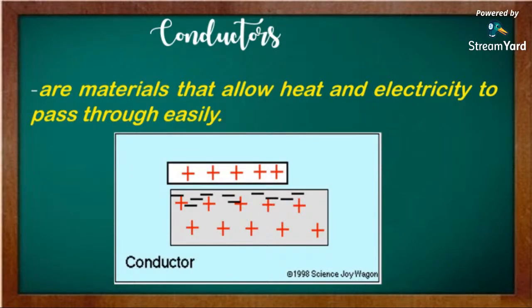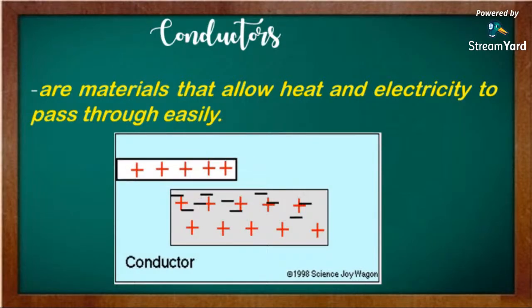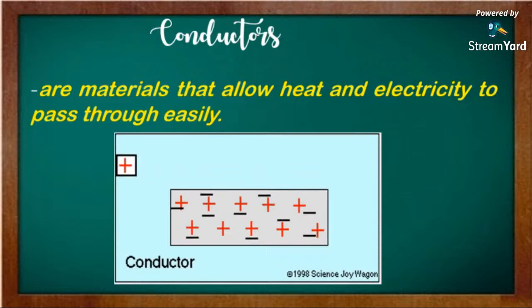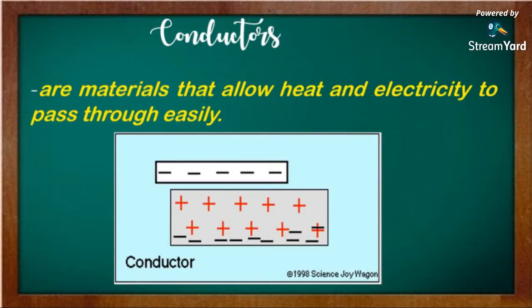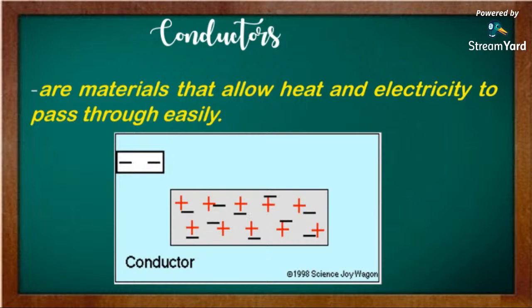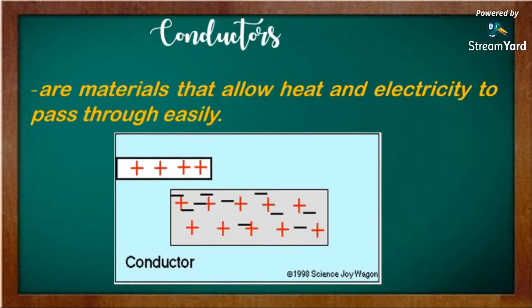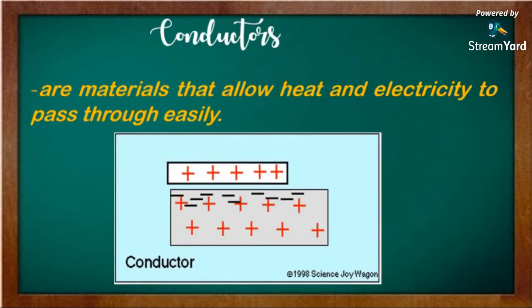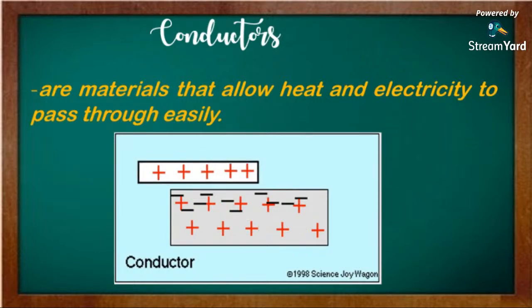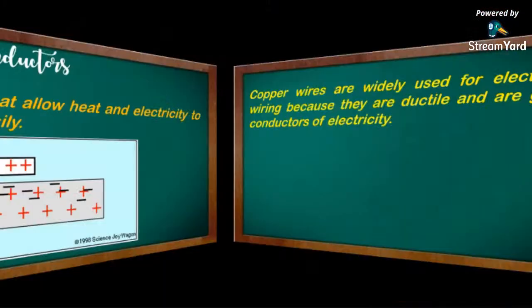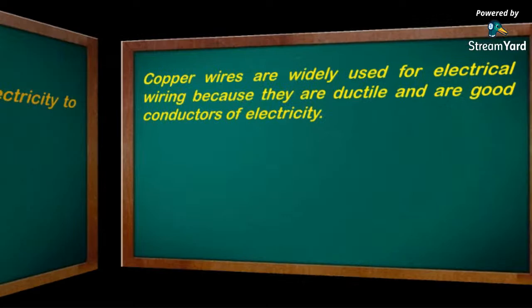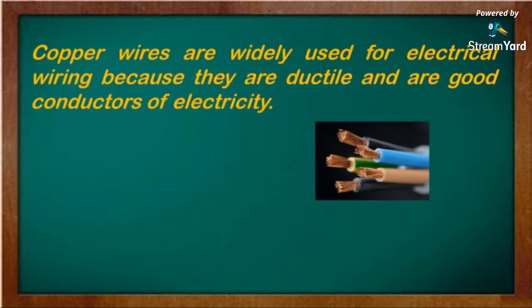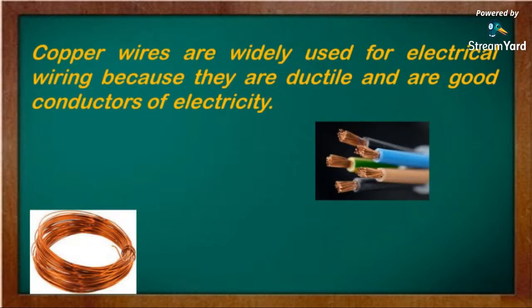As you go through your activities a while ago, you will know that conductors are materials that allow heat and electricity to pass through easily. Copper wires are widely used for electrical wiring because they are ductile and are good conductors of electricity. Here are the samples of copper wires.